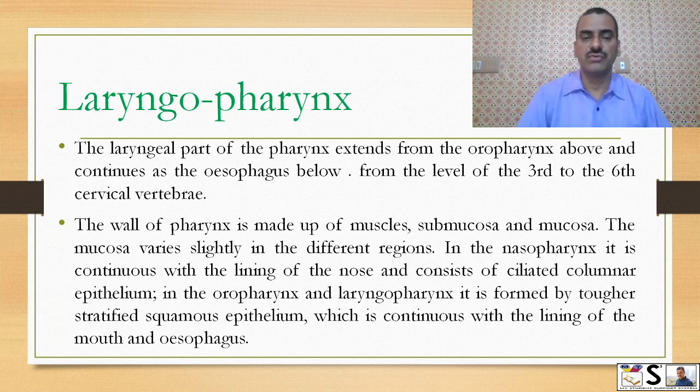The wall of the pharynx is made up of muscles, submucosa and mucosa tissue. The mucosa varies slightly in different regions. In the nasopharynx, it is continuous with the lining of the nose and consists of ciliated columnar epithelium. The oropharynx and laryngopharynx are formed together by stratified squamous epithelium, which is continuous with the lining of the mouth and esophagus.